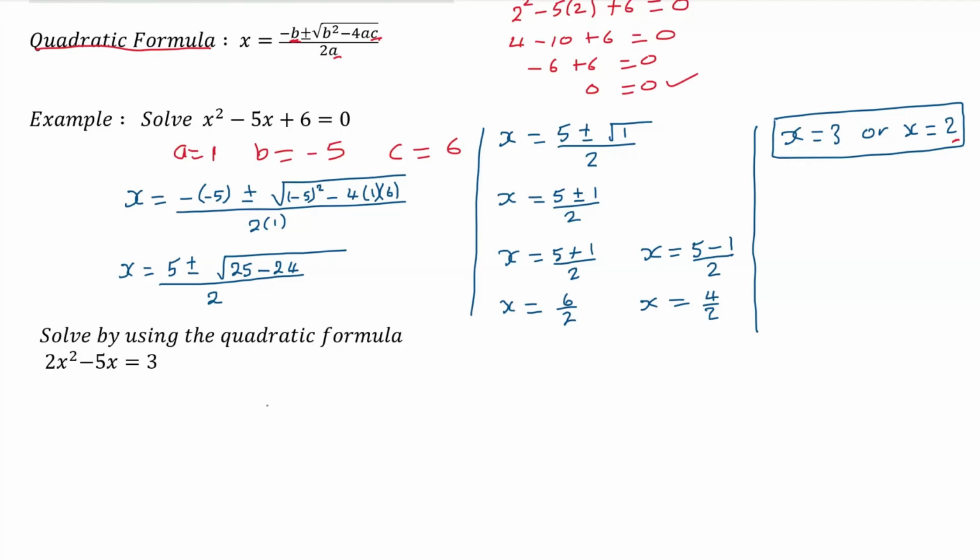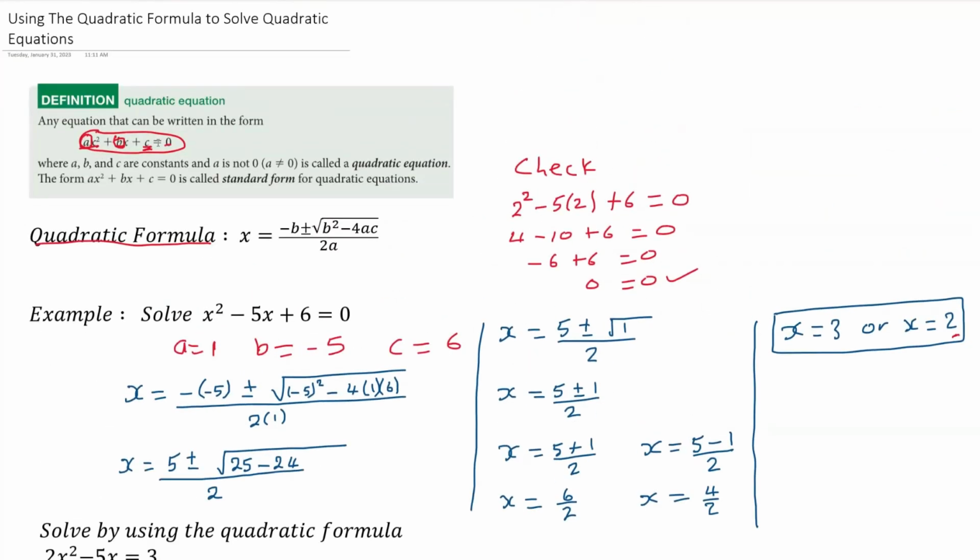So here the goal is to identify A, B, and C. So notice that the 3 is over here, where we should have 0. So that means we have to move the 3 over first, because in the quadratic formula, the definition, you need 0 on one side.